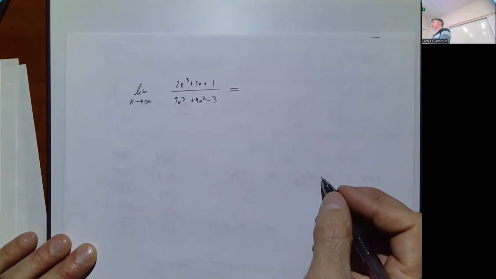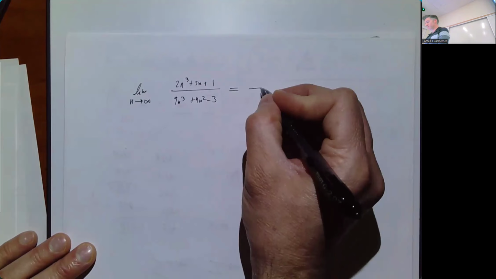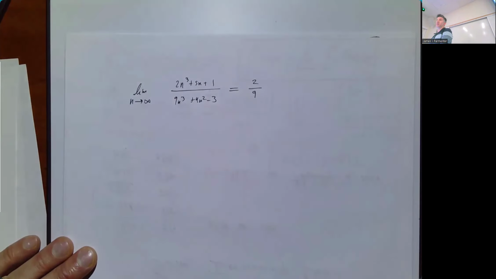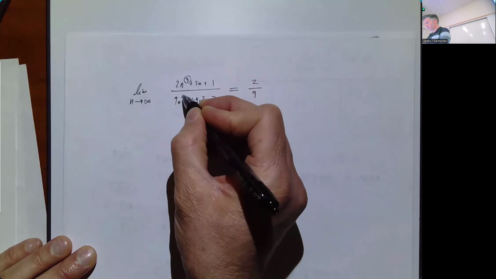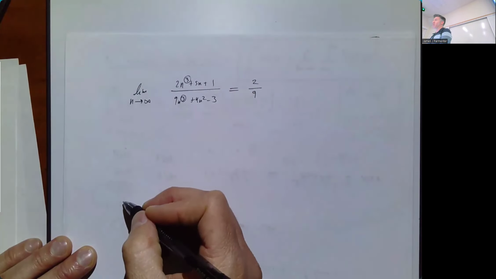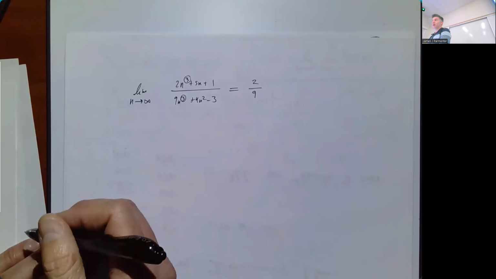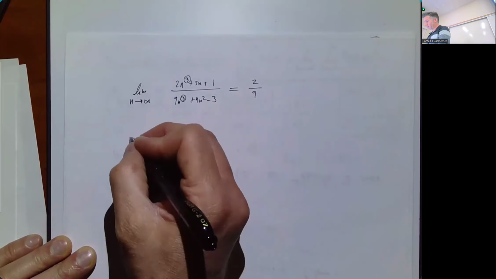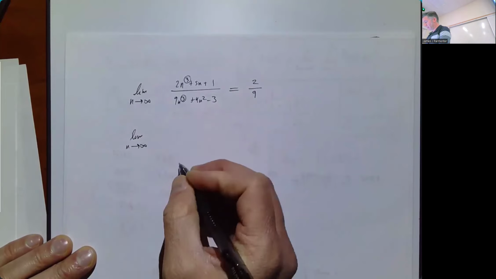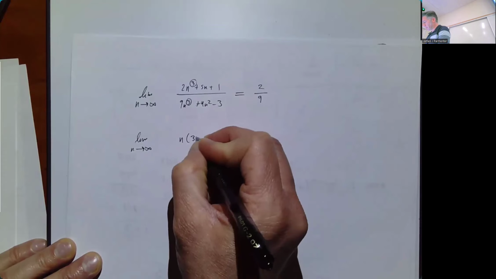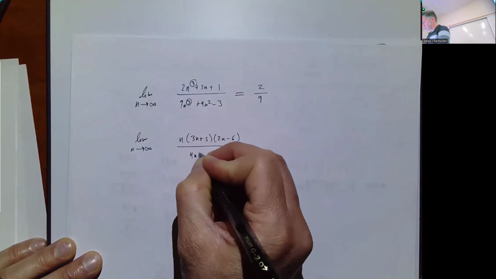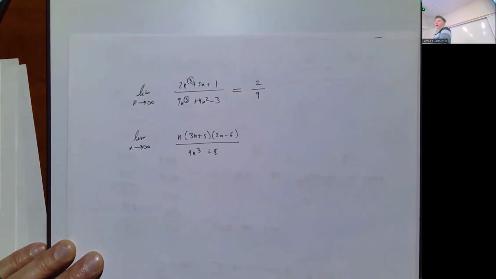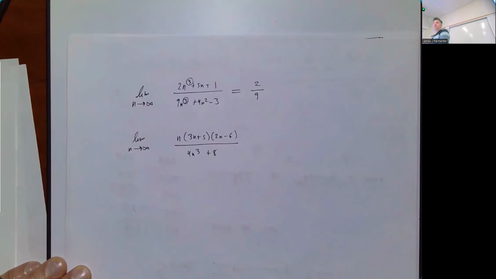you would all tell me that the limit was what fraction? Right, 2 over 9. Because when you have a limit as your variable goes to infinity of a rational function, and the degree on top and the degree on the bottom match, the limit is always the quotient of the leading coefficients. And it doesn't matter if it's multiplied out or not. If I have the limit as n goes to infinity of, say, n times (3n plus 5) times (2n minus 6) over 4n cubed plus 8, the highest power on the bottom is still 3. The highest power on the top, if I multiply that out, would still be 3.